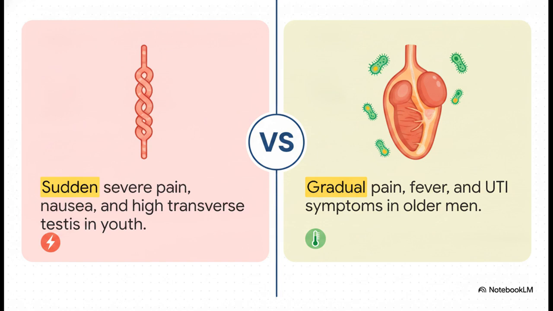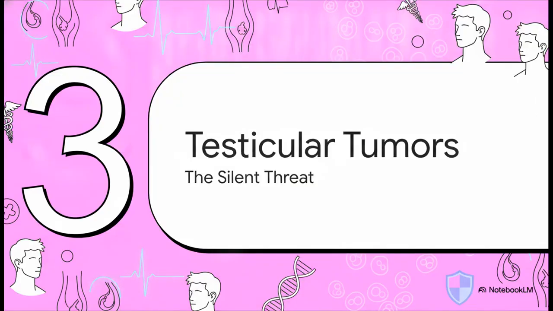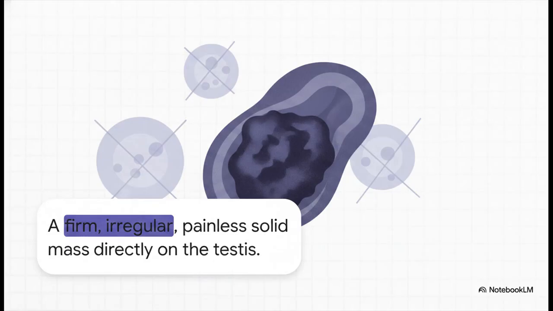Do not wait around. All right, Section 3, the silent threat of testicular tumors. We've covered the acute emergencies, so now we have to rule out cancer, which, by the way, is the most common malignancy in males aged 15 to 44. Unlike those fluid cysts we talked about that glow under a light, if you feel a solid, firm, irregular lump that is attached directly to the testis itself, you've got to treat that as cancer until proven otherwise. And here's the scary part.